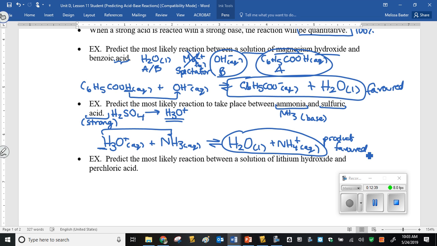Now the last example is one where we have a strong acid and a strong base, just so you can see how it would look. I have a solution, so I have water. I have lithium hydroxide. Because they were in solution, it means I have those ions. And then I have perchloric acid. Since perchloric acid is the strongest acid up here, it'll follow the same pattern as sulfuric acid. And we'll say that all of it is going to ionize, and so I will essentially have hydronium.